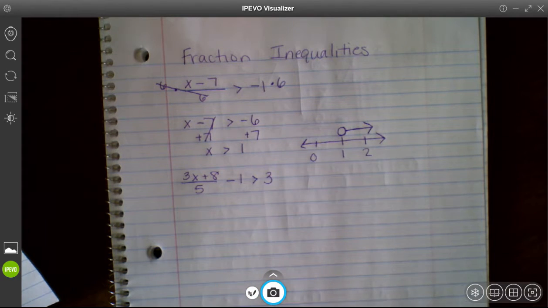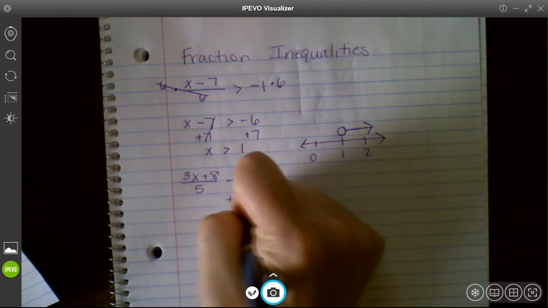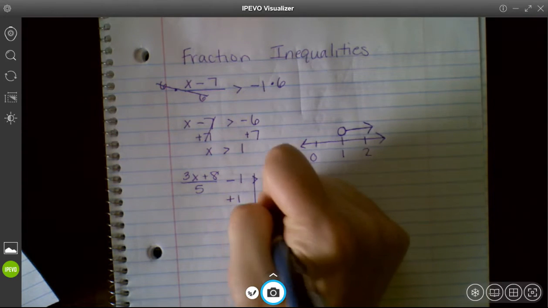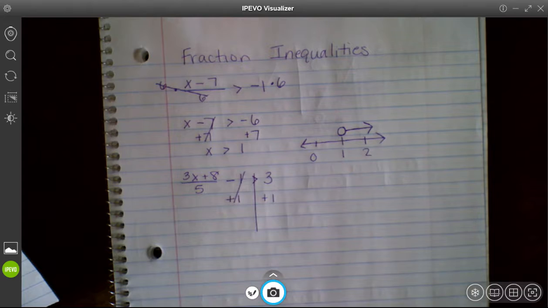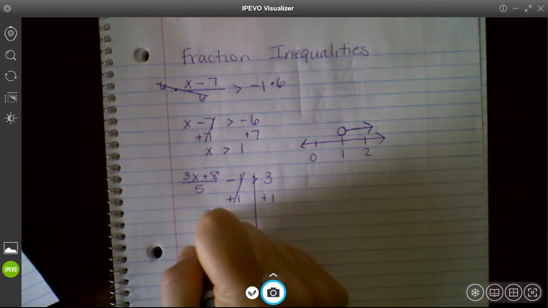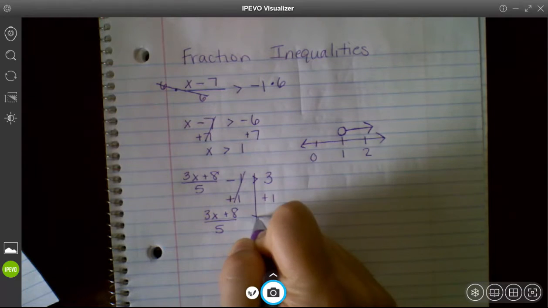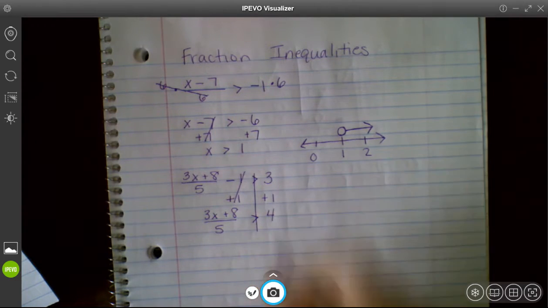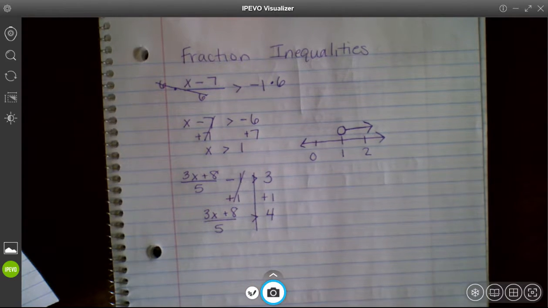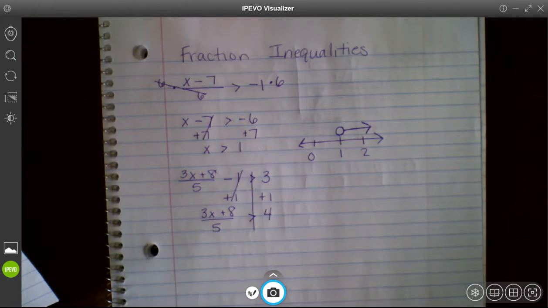Okay, so the first thing I notice about this one is that this one has a fraction and something beside it. So the fraction is not by itself, so I want to deal with the minus 1 that's beside it first. So I would take the minus 1 to the other side by adding 1. Okay, so now I'm left with a fraction, 3x plus 8 over 5 greater than 3 plus 1 is 4. So now I can follow the same steps that I followed above.